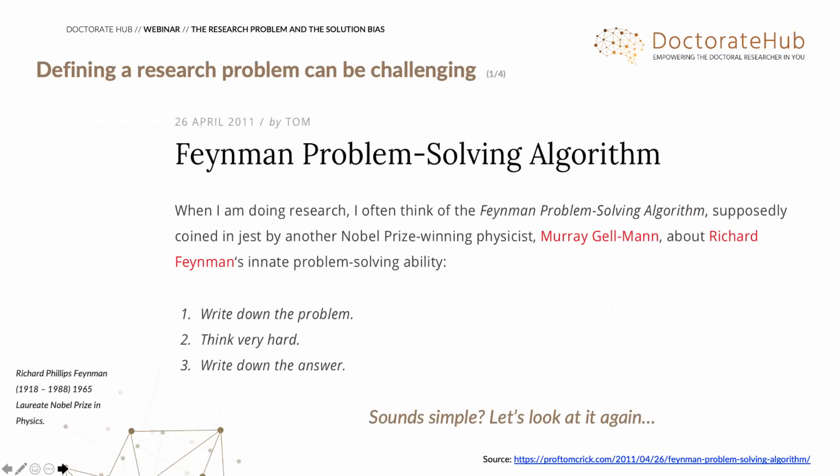Now, defining a research problem can be a challenging thing. And if you have come across the work of Richard Feynman, then you will know the sentence that when writing down research, the most difficult thing is often to define the problem. And he used to say, write down the problem, think very hard, write down the answer. So thinking is a part of it, writing down the problem and writing down the answer. That sounds simple, right? Let's look into that again.